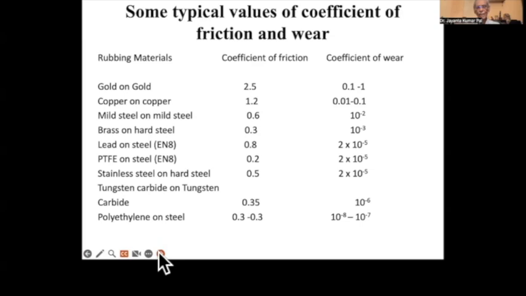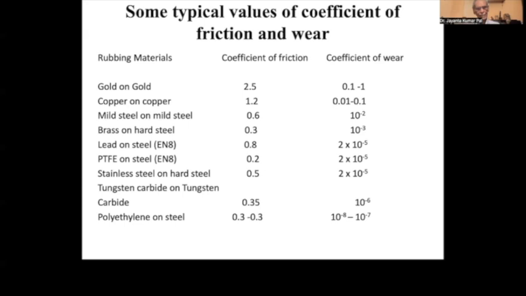So this is a high wear, high coefficient of friction. Then again, go down to a little more ductile and less ductile: copper against copper. And then we have friction reducing and wear also reducing. And then steel against steel, friction reducing, wear is also reducing.